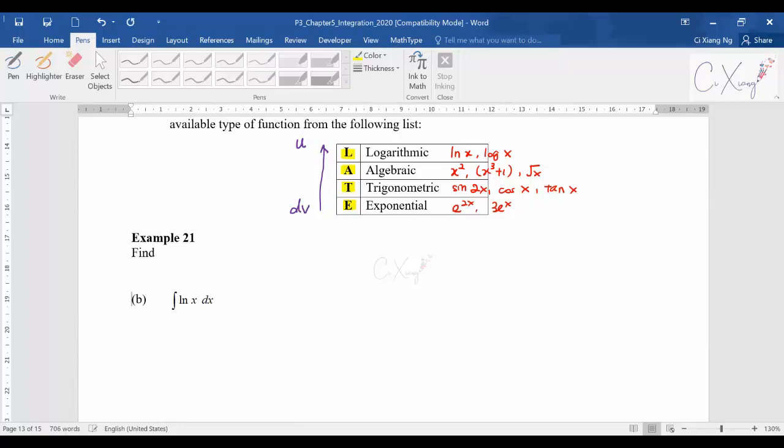Okay, so for part B, you will see that they want you to integrate ln x. Maybe some students will ask, hey, ln x doesn't belong to the product of functions, right? It seems that you have only one function here. But for ln x, usually I tell students, you need to assume that there's a value 1 in front. So the ln x here is actually equal to 1 multiplied with ln x. So from here, you can see that there are two functions, the product of functions.